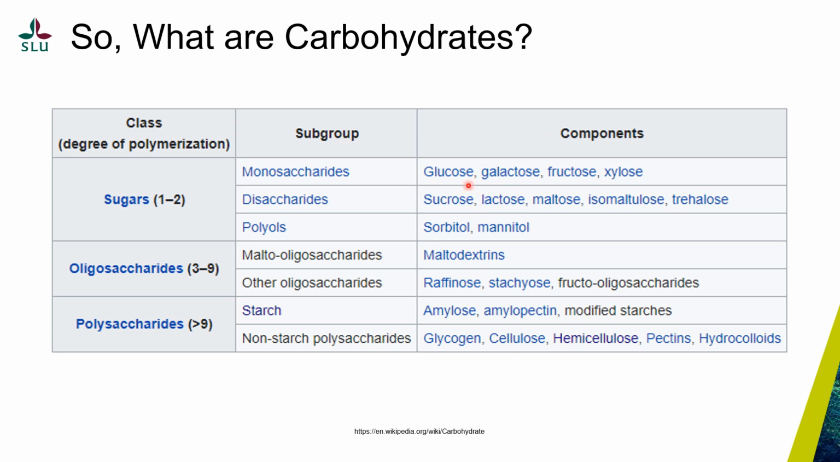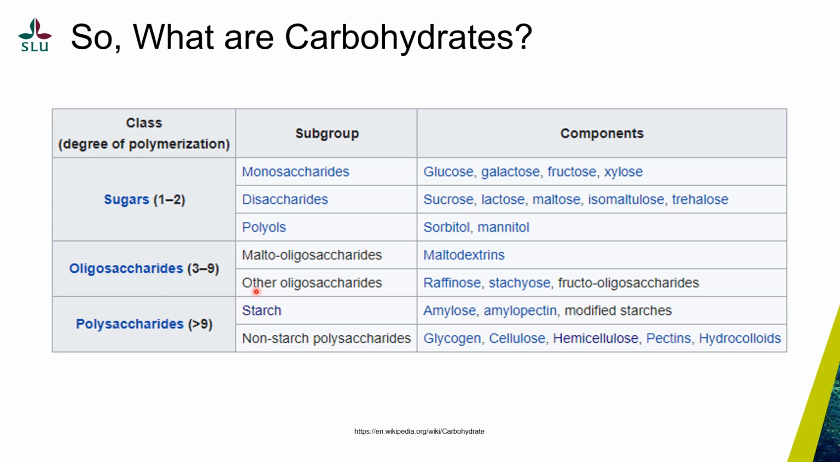Let me just turn on my pointer again. So disaccharides, for example, sucrose is a repeating unit of glucose and fructose. And there could be polyols, which means there are more than two repeating units, for example, sorbitol or mannitol. And then what kind of repeating units are there in it? So malto-oligosaccharides, maltodextrins for example, is a component made up of that.